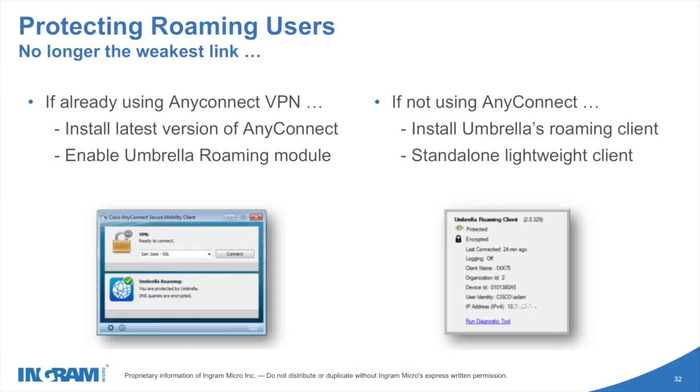Umbrella's lightweight standalone agent works with any VPN and has been proven in many deployments. The roaming client, as I said, is a bump in the wire for every internet connection. It's transparent to users and does not cause any latency or performance issues because it is very small. In fact, it has the same endpoint impact as an instant messenger service or song for memory and disk.